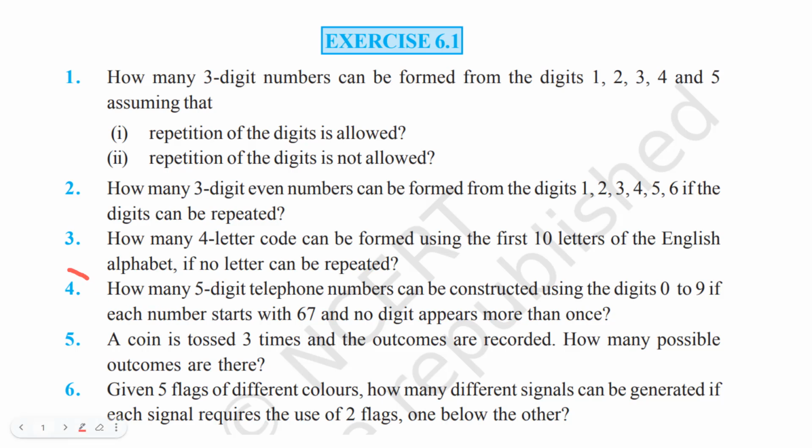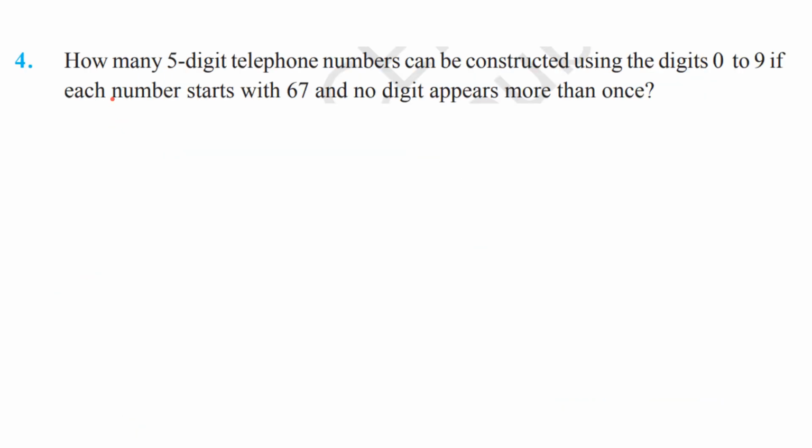Now we will practice question number 4. How many 5-digit telephone numbers can be constructed using the digits 0 to 9 if each number starts with a 67 and no digit appears more than once? Here we need to construct 5-digit telephone numbers.